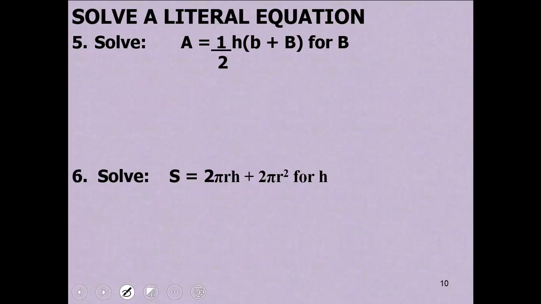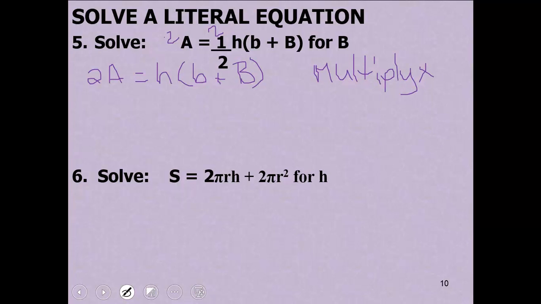All right, let's try this one. Okay, we have to solve for capital B. Whenever I see a fraction, I like to see if I can get rid of that fraction first. Because this is just being multiplied by a bunch of stuff, I'm going to multiply both sides by 2 and get rid of that fraction first. So I get 2A is equal to H times little b plus big B. That's my first step. Multiply by 2. I want you to write your formula down.